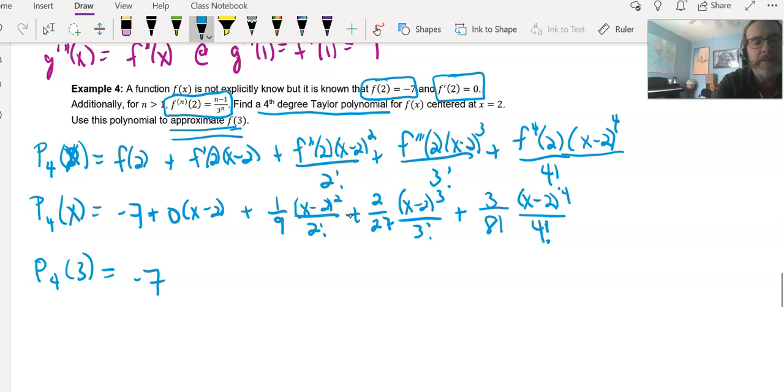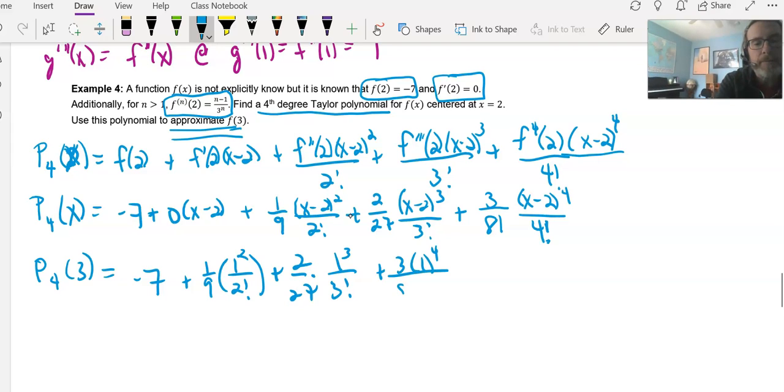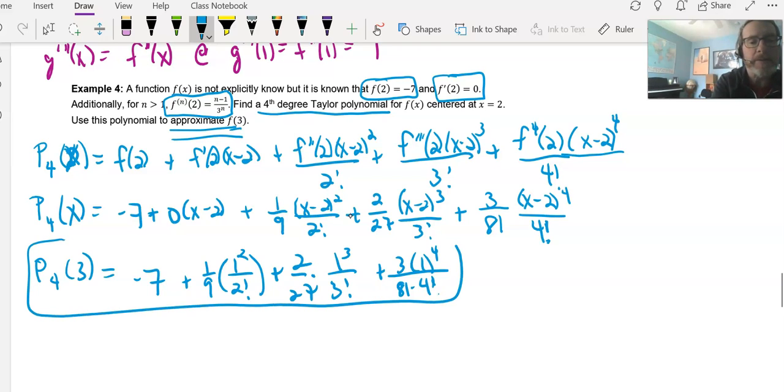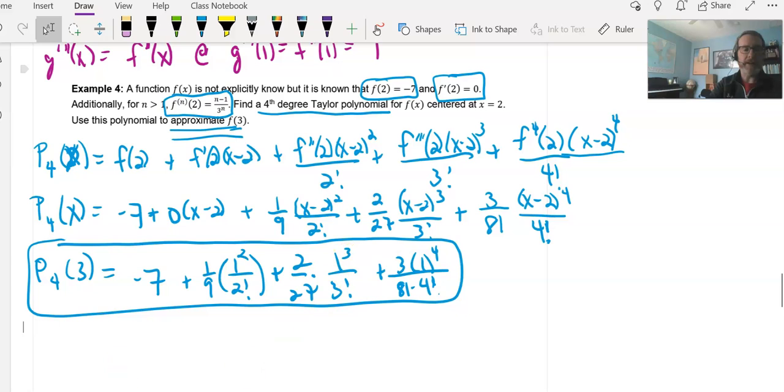Well, that would be -7 plus 1/9 times 3 minus 2, which is 1 squared over 2 factorial, plus 2 over 27 times 1 to the third over 3 factorial, plus 3 times 1 to the fourth over 81 times 4 factorial. I absolutely would not simplify this. Whatever this turns out to be is going to be fine, but I would not simplify it any more than it already is. So that's example number 4, and then we'll move on to example number 5 in just a second.